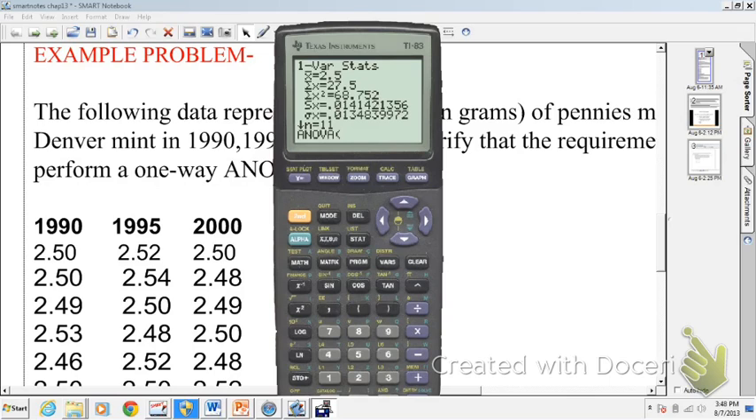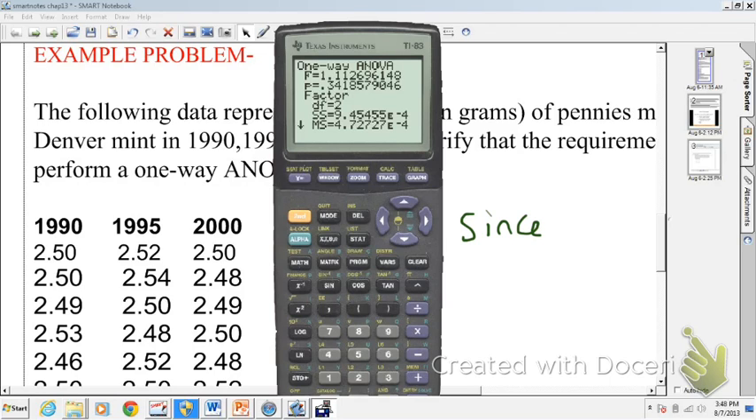Okay, and it's pretty straightforward. You just tell it L1, comma, L2, tell it all the lists of data that you're dealing with, comma, L3. Hit Enter. And it produces the very same F-test statistic, 1.11, and p-value, 0.34. And just like we did in the last podcast, since p, which is equal to 0.34, is greater than the alpha level, we fail to reject H0.